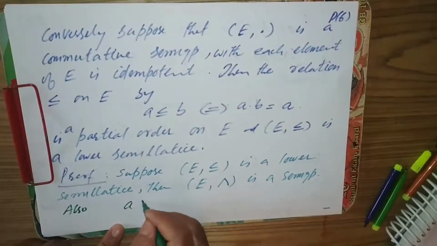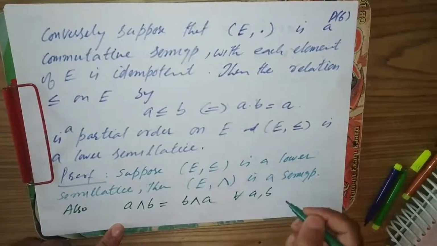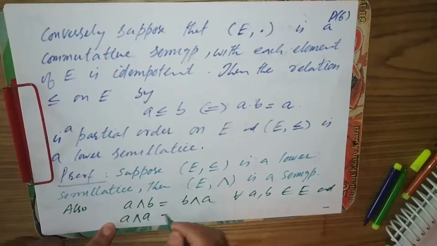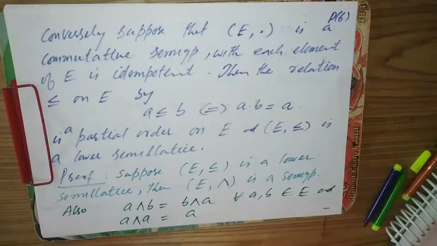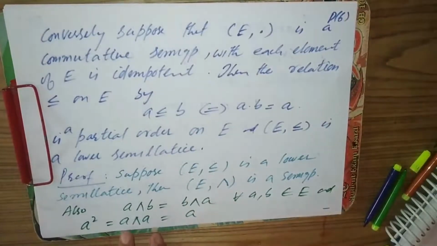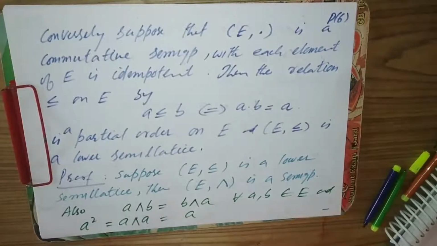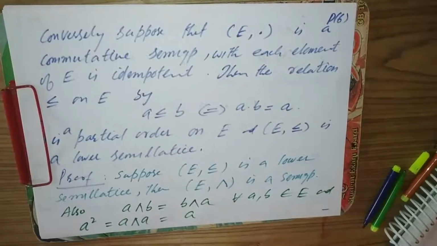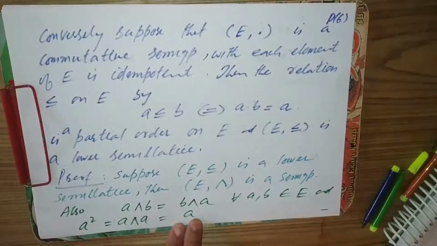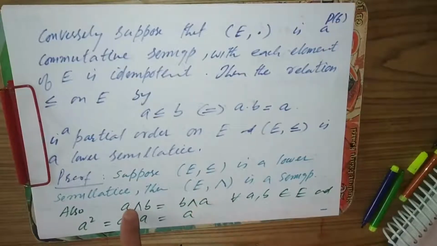Also A meet B is equal to B meet A for all A, B belonging to E, and A meet A is equal to A. A meet A can be written as A square, because this is the operation between the two elements A and A. So A square means A meet A. Meet is the binary operation, and this A meet A is the greatest lower bound of A and A, which is equal to A.